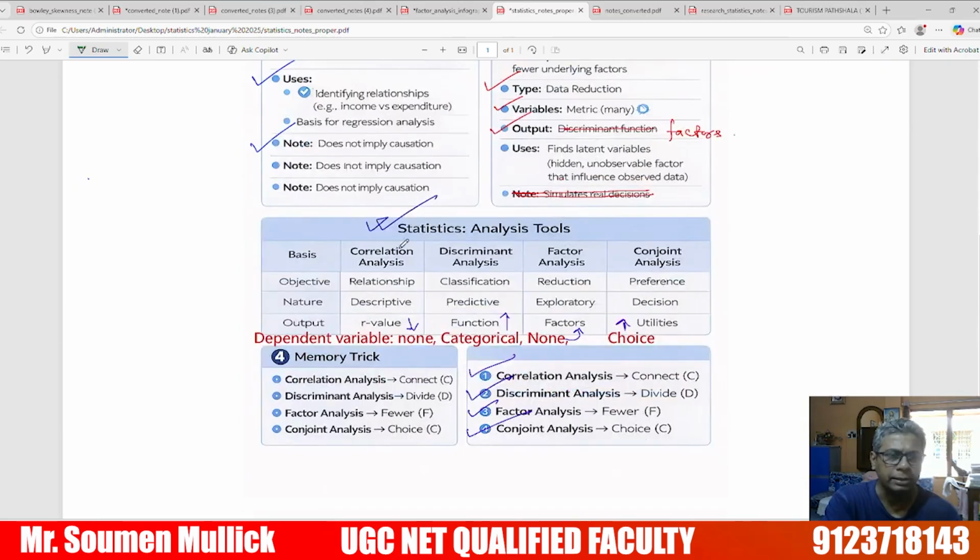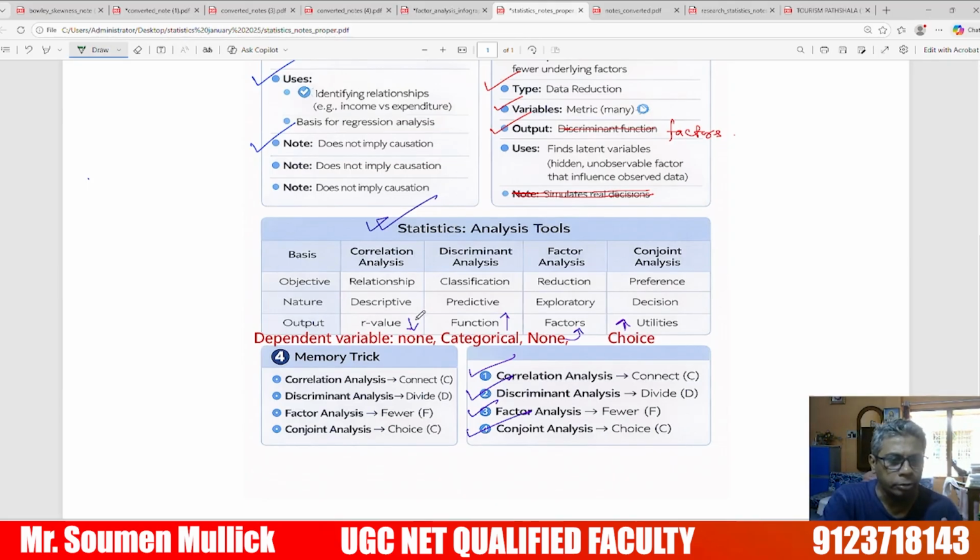Now this is the comparative study of statistical analysis tools. The main objective of correlation is relationship. The objective of discriminant analysis is classification. The objective of factor analysis is reduction. The objective of conjoint analysis is preference. The second point is the nature. The nature of correlation analysis is descriptive. The nature of discriminant analysis is predictive. The nature of factor analysis is exploratory. And the nature of conjoint analysis is based on decision making.